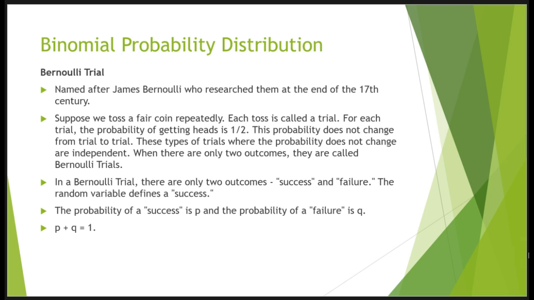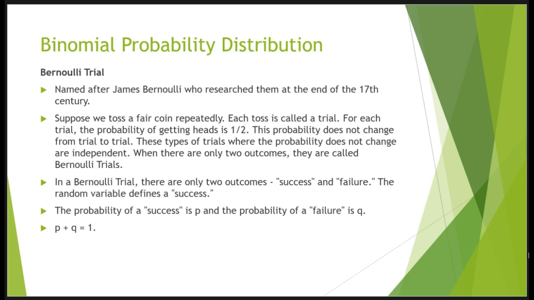So suppose we toss a fair coin repeatedly. Each toss is a trial. For each trial, the probability of getting heads is 1/2. And this probability doesn't change from trial to trial. So these types of trials where the probability doesn't change are independent. When there's only two outcomes, they're called Bernoulli trials.